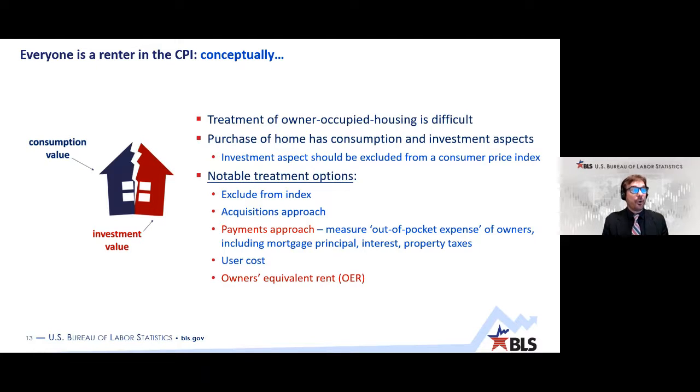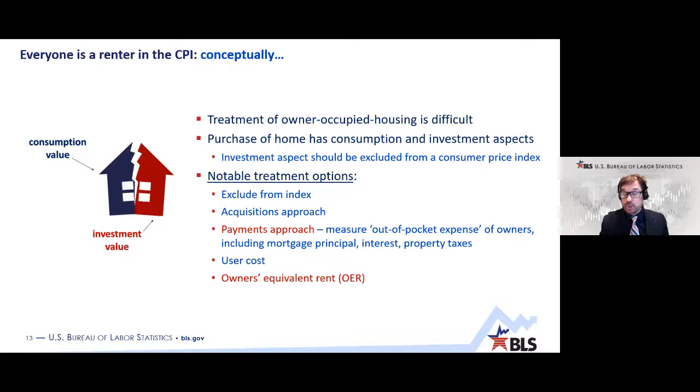When someone purchases a home, stays in it for a long period of time, and then sells it, the equity growth in the asset generates a capital gain. This piece of home buying needs to be removed from a CPI. And there are several ways to do that. There's no right or wrong method. There is considerable debate in the price index literature about the proper method. I show here on this slide some of the notable treatment options for owner-occupied housing. First of all, you could just exclude it from the index altogether. That's one thing you could do.